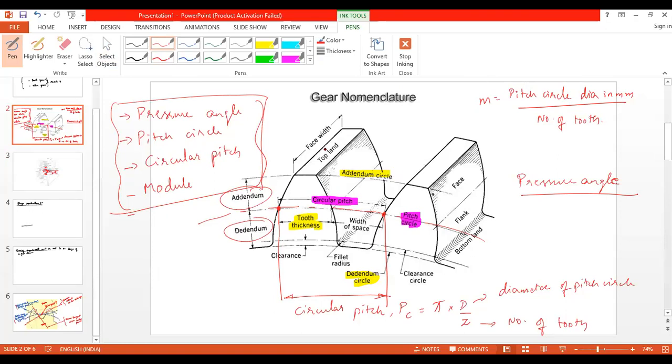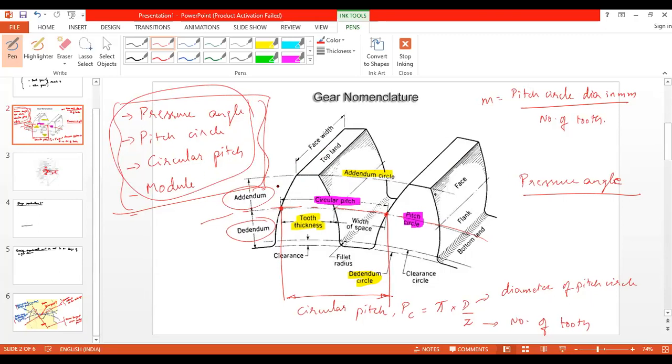Addendum, dedendum, space width, all these things can be obtained empirically. That is, by using some empirical relationships, you can get all those values. But first we should know all these parameters, and then we can obtain the remaining.